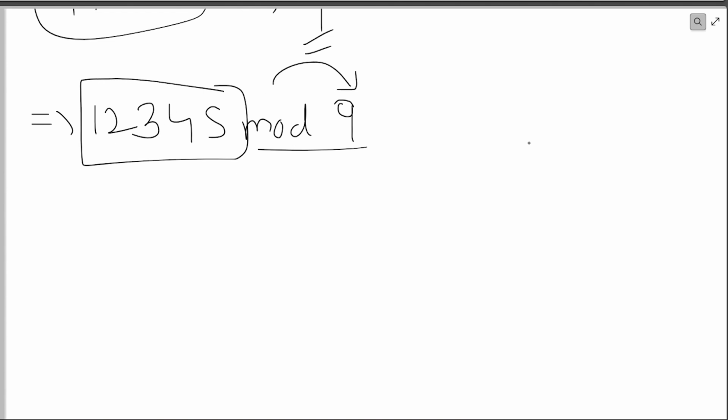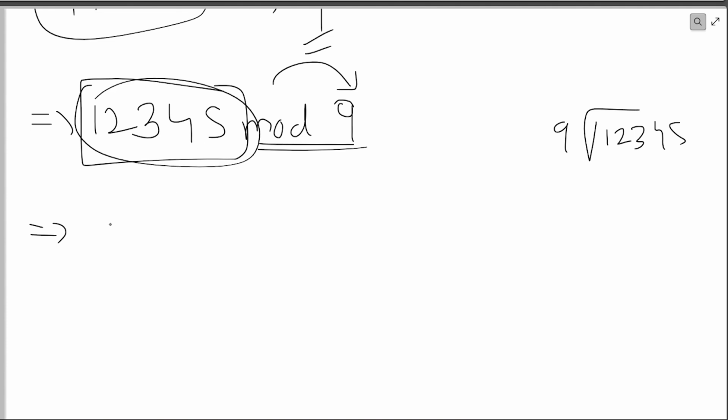But when you have a number so big, you can go with the traditional method of dividing a number. But a much faster way for 9 is counting the sum of the digits. So for example, if the question was, what is the remainder when 12345 is divided by 9? So you know they are asking 12345 mod 9. What is 12345 mod 9? It is the remainder when this is divided by 9.